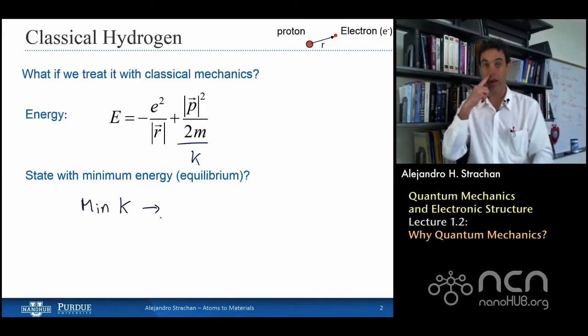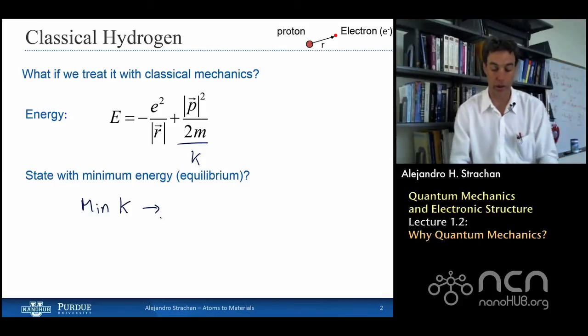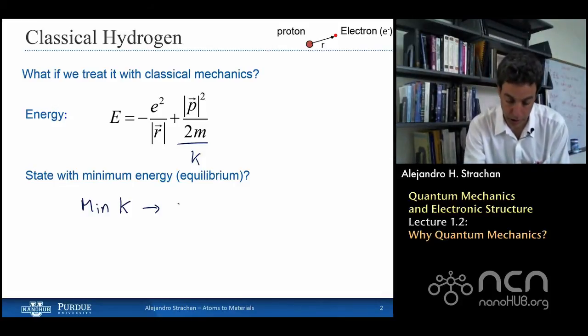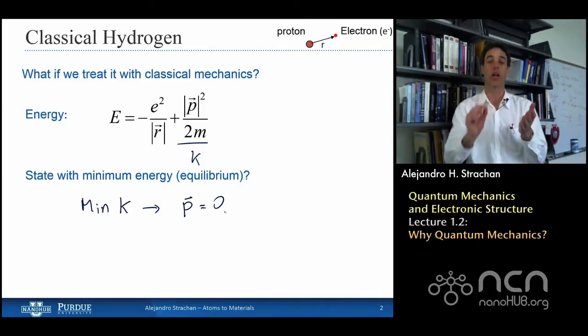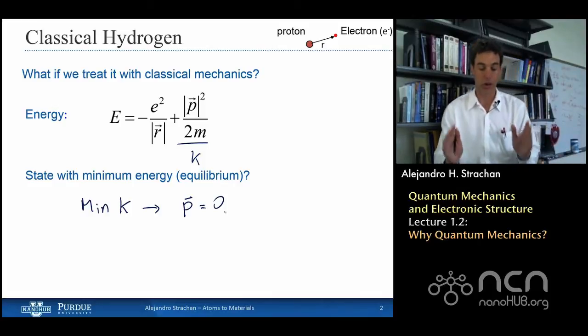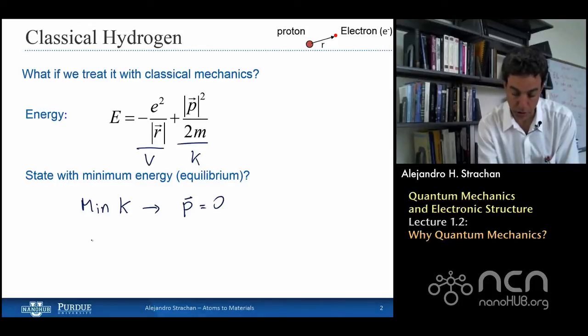Of course, the kinetic energy is P squared, so it has to be positive or zero, it cannot be negative. So the smallest possible kinetic energy is P equals zero, okay, so zero velocity. That means the electron is not moving at all. That's great. The second term, potential energy, we're going to call it V.